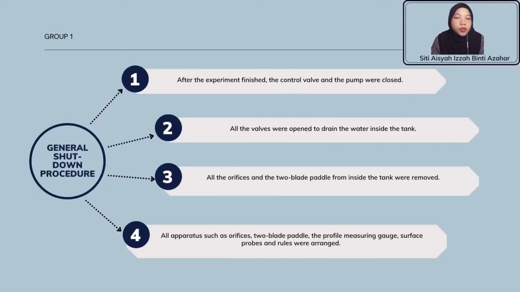For the general shutdown procedure, there are 4 procedures. Number 1, after the experiment finished, the control valve and the pump were closed. Number 2, all the valves were opened to drain the water inside the tank. Number 3, all the orifices and the 2-blade paddle from inside the tank were removed. Number 4, all apparatus such as orifice, 2-blade paddle, the profile measuring gauge, surface probes, and ruler were arranged.